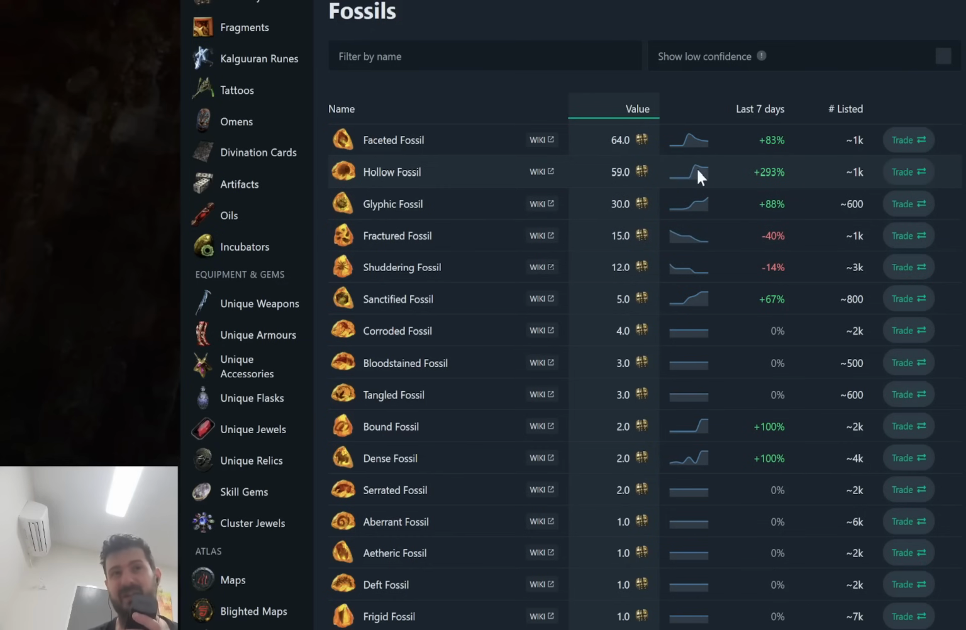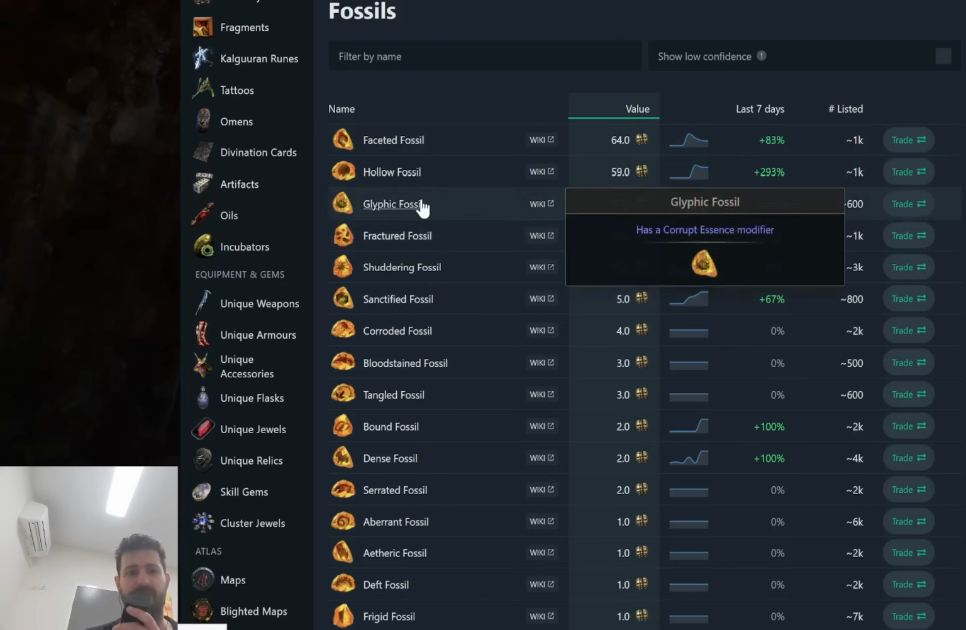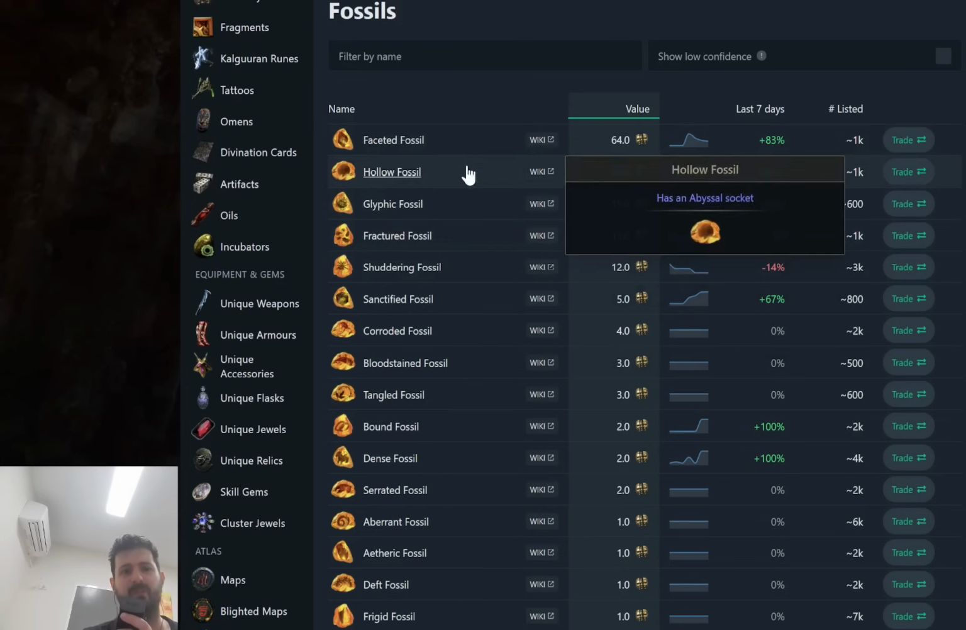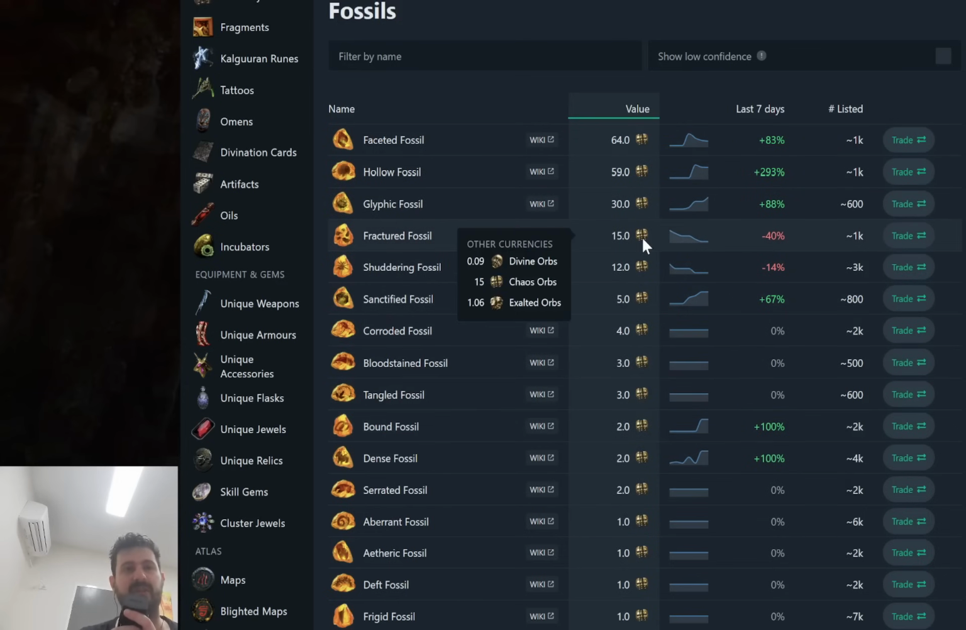Now, if you're trading on the exchange market, you actually manage to net a little bit more. So I'd probably suggest trading on the exchange market because you get a lot more bang for your buck and you can liquidate things a little bit quicker. Though you can't do that with the hollow through to the fractured fossils for some weird reason. Now, fractured's not really worth doing.